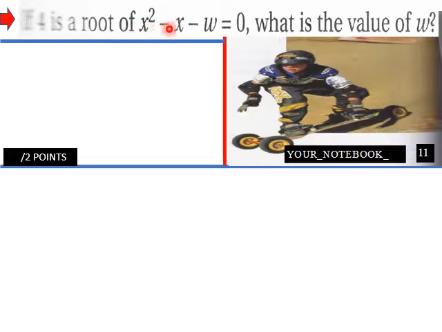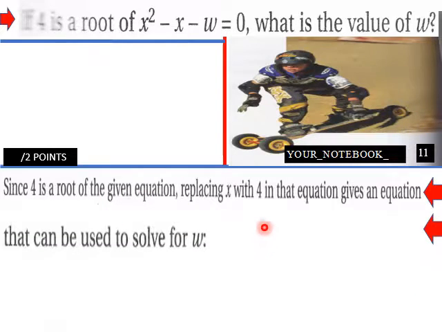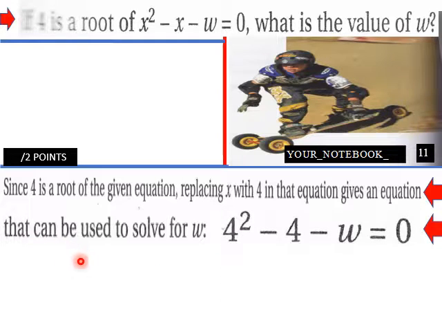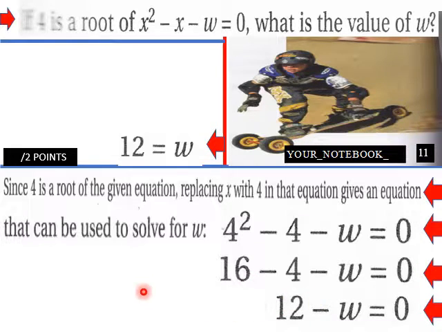Okay, if 4 is a root of x squared minus x minus w equals 0, what is the value of w? Since 4 is a root of the given equation, replacing x with 4 in the equation gives an equation that can be solved for w. This is what we come up with here. So 16 minus 4 is 12, minus w, so 12 would equal w in this situation.